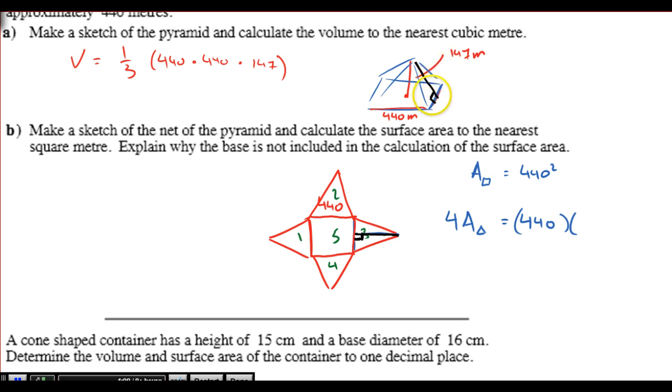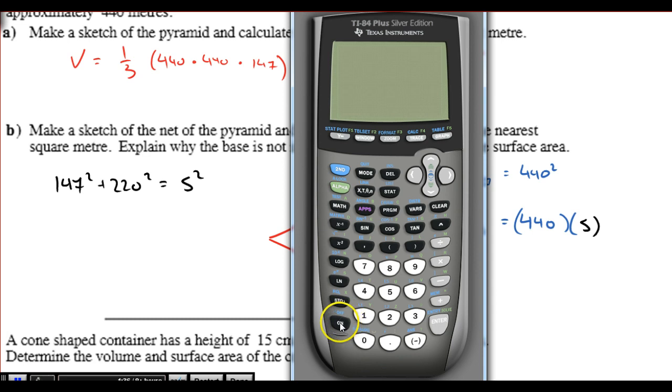Pythagoras, and again, we have the height here, which is 147, and we have half of this, which is 220, so it's going to be 147 squared plus 220 squared equals that height, or we'll call it S for slant height squared. Okay, so let me get my calculator out. So 147 squared plus 220 squared, and then take the square root of that in order to get the answer.